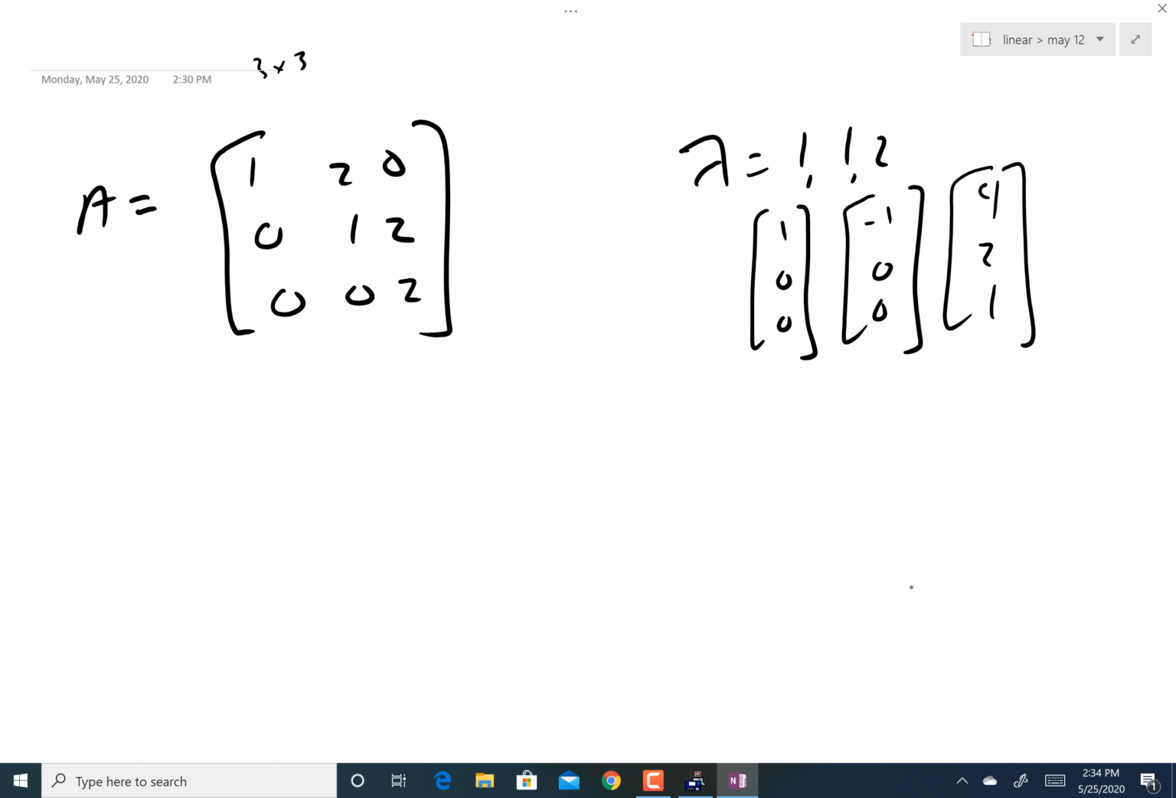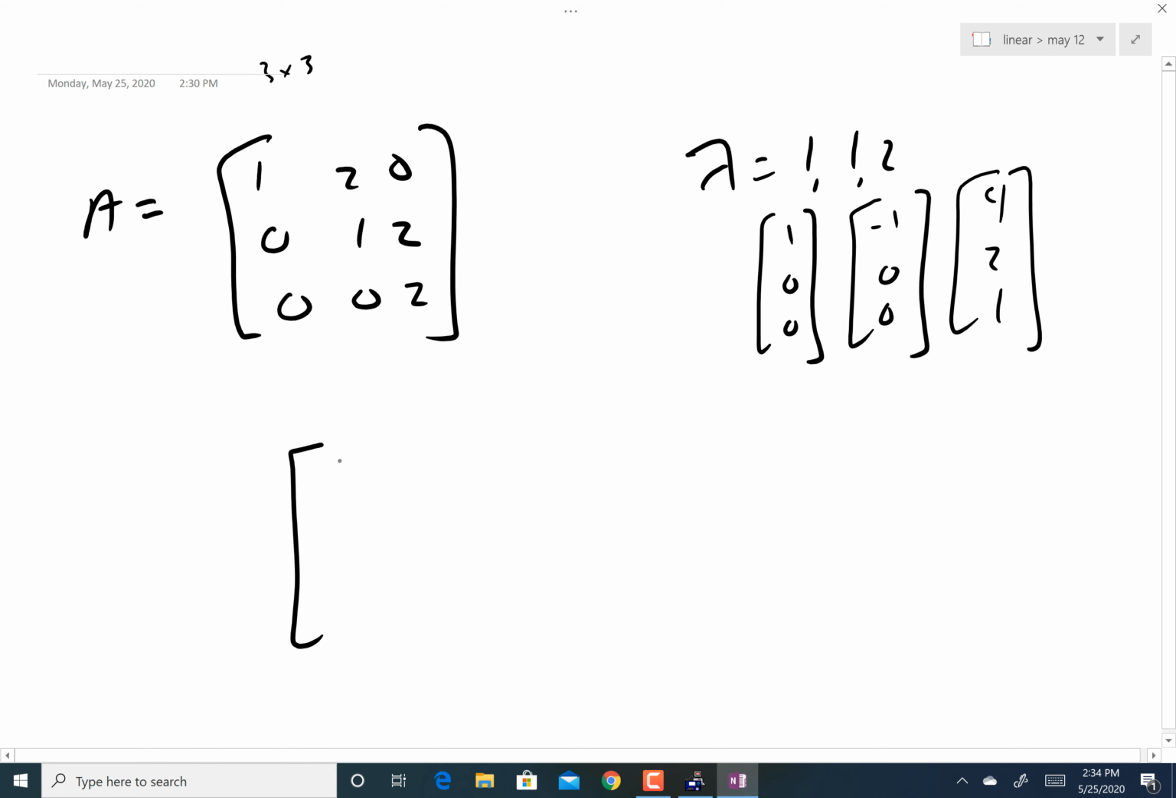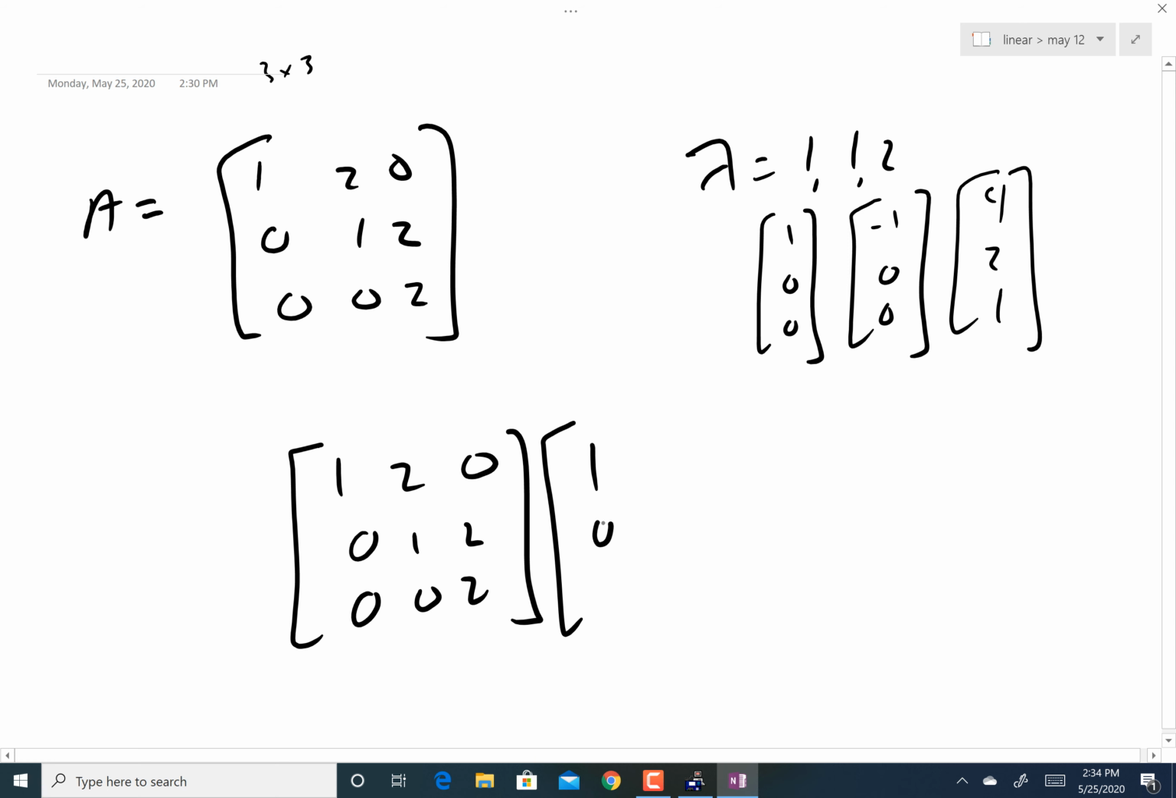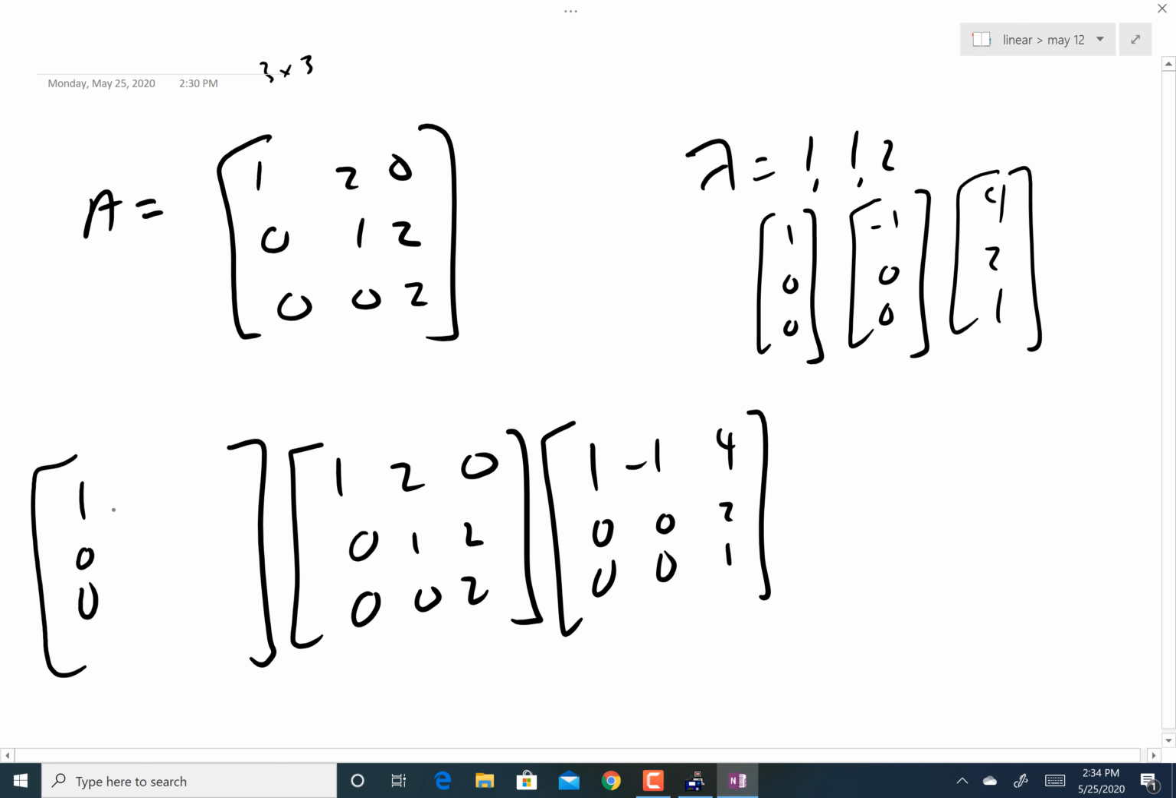So then the question is, is it diagonalizable? Yes, certainly it is, and it looks like this. 1, 2, 0, 0, 1, 2, 0, 0, 2 times 1, 0, 0, negative 1, 0, 0, 4, 2, 1, and then the inverse of that. And lo and behold, what should we get? We should get this.